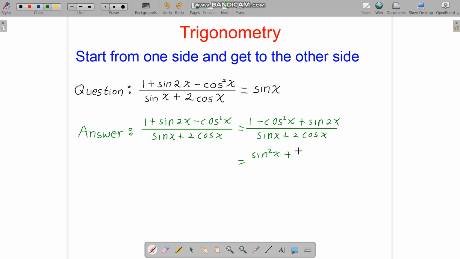Well, sine 2x is actually 2 sine x cos x, the double angle sine, still divided by exactly the same. So let's just copy from here, and now we can factor out sine x from the top. So we have sine x plus 2 cos x.